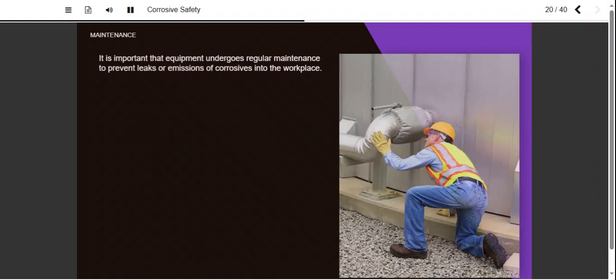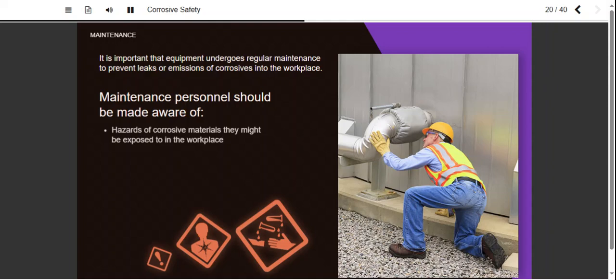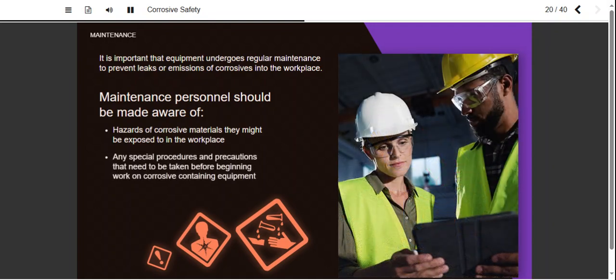It is important that equipment undergoes regular maintenance to prevent leaks or emissions of corrosives into the workplace. Maintenance personnel should be made aware of the hazards of the corrosive materials they will be required to use in their jobs or might be exposed to in the workplace. It is essential that they are aware of any special procedures and precautions that need to be taken before breaking into piping or beginning work on corrosive-containing equipment.